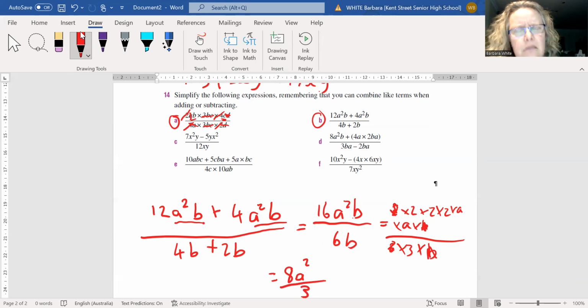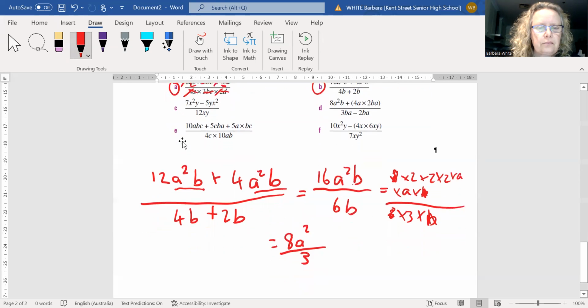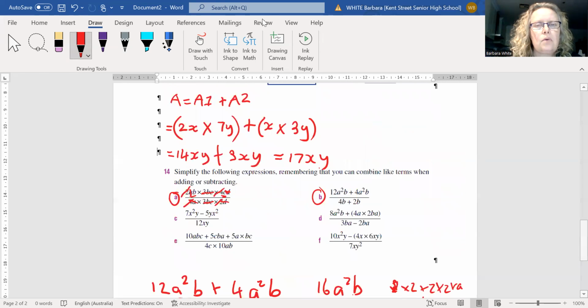You don't have to do 8 divided by 3 because it's crazy numbers. We like to leave it as fractions with whole numbers. Right, that's it. It's all up to you now.